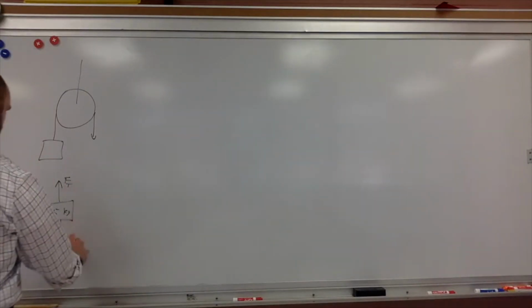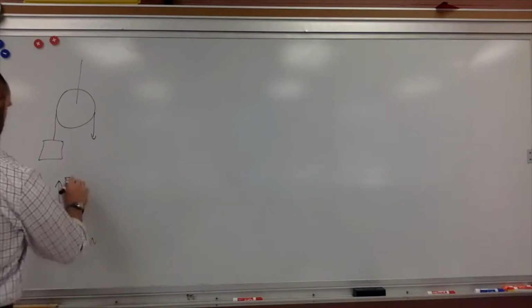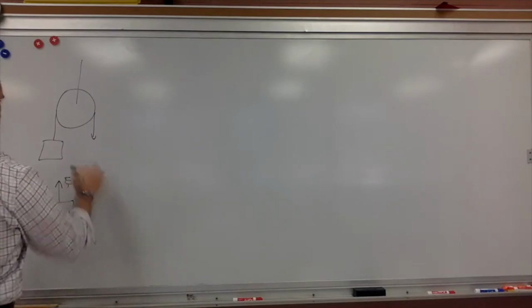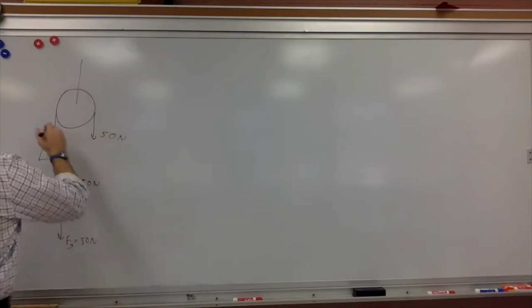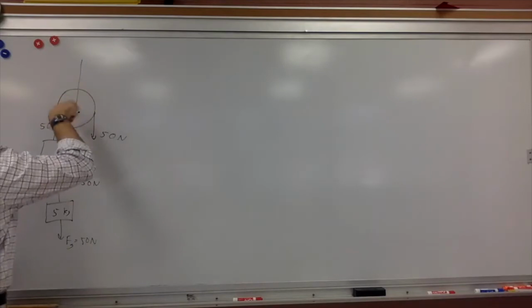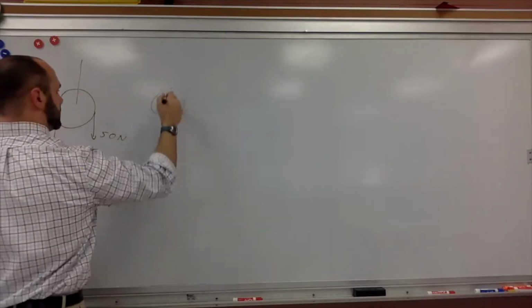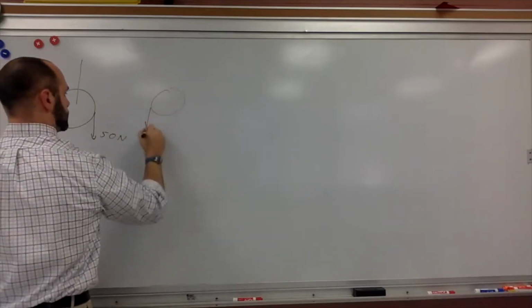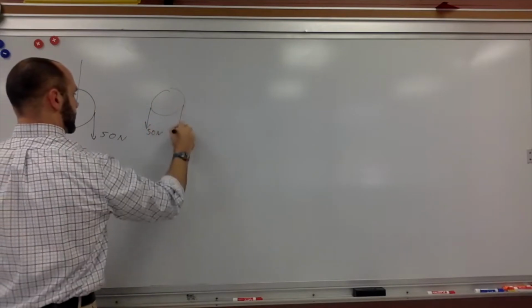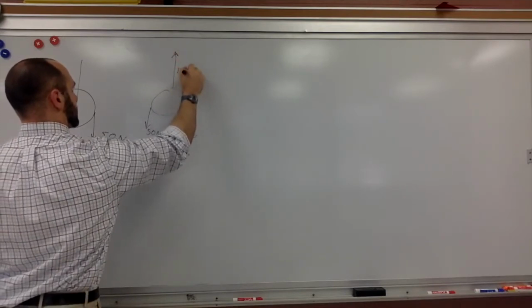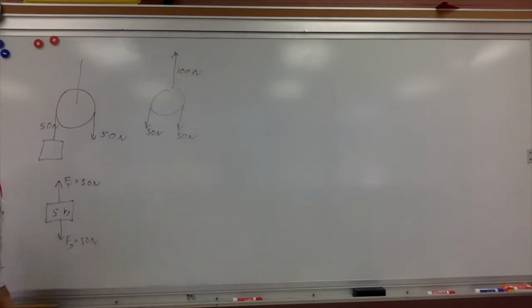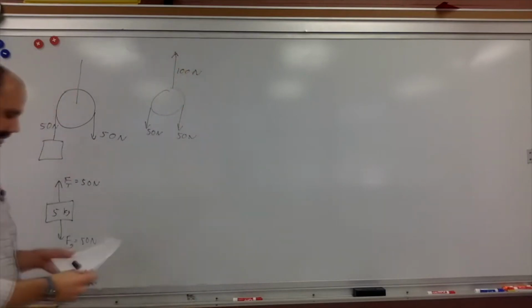And so here, if this is 50 newtons, this is 50 newtons. So the tension in the string is 50 newtons. That means this is going to be 50 newtons as well. So 50 newtons, 50 newtons. Free body diagram for the pulley now looks like this. I've got two 50 newton forces pulling down. That means if this is in equilibrium, that's got to be 100 newtons. Okay, pretty simple example there.